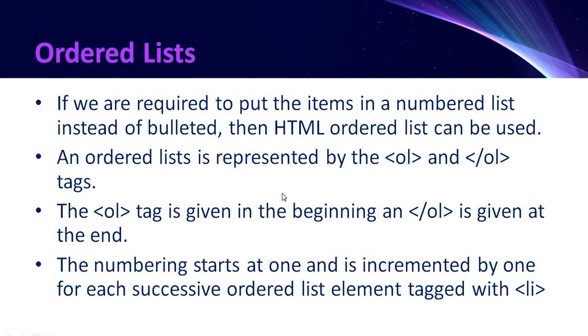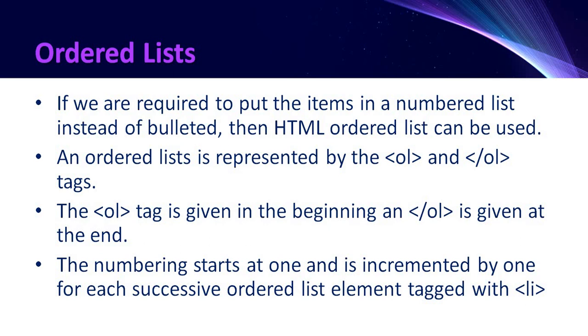Next we are moving on to the ordered list. As I told you, if you want to mention the list items with numbers instead of bullets, it is called an ordered list. This ordered list is represented using a tag called OL and ends with a tag called /OL. The numbers usually displayed will start at 1 and will be incremented for each list item. By default, the OL tag will have the numbers 1, 2, 3.